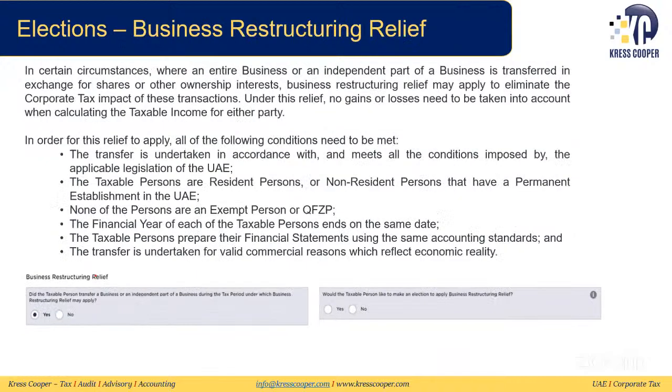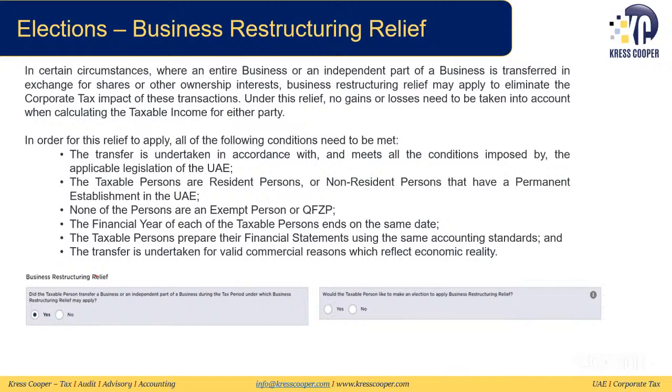The next election which we have is business restructuring relief. So again, there could be circumstances where one company which is part of the same group might be selling the entire business or an independent part of the business to another company in the group in exchange of shares, ownership interest. Business restructuring might be happening. So this business restructuring relief is available to the group, where they may apply to eliminate the corporate tax impact of these transactions because ultimately they're part of the same group.